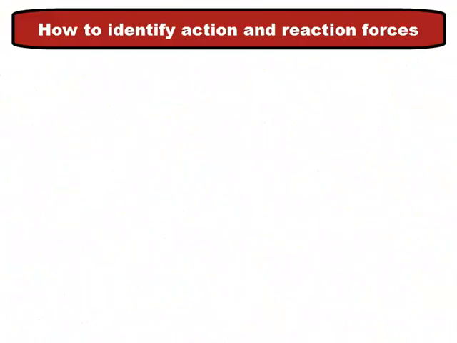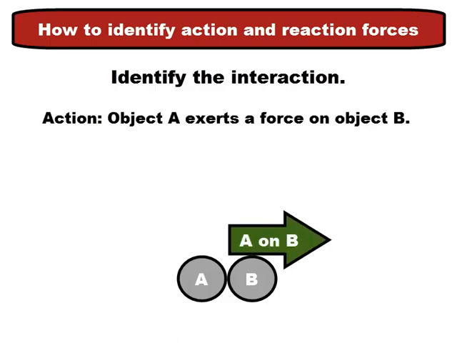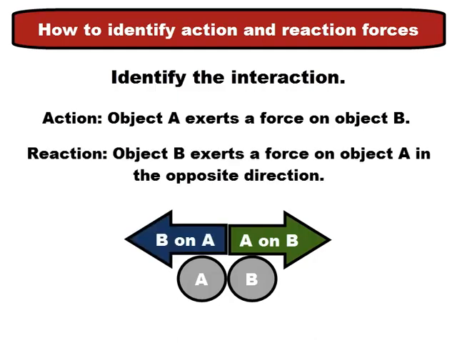There's a simple recipe for identifying action-reaction forces. First, identify the interaction. Let's say one object, A, interacts with another object, B. The action and reaction forces are stated this way. Action: object A exerts a force on object B. Reaction: object B exerts a force on object A in the opposite direction. It doesn't matter which force we call action and which we call reaction.